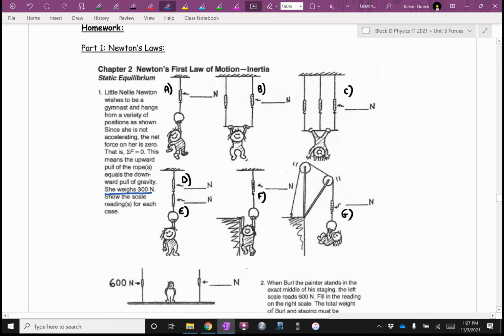Exactly. Folks, we're not done. Have a seat. I'm going over the homework. You shouldn't be packing up your book yet either.